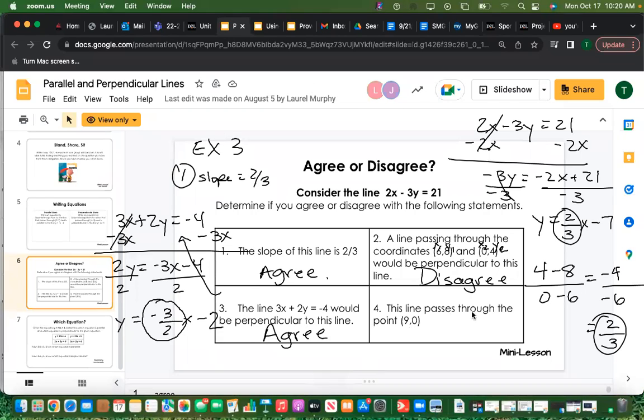The way you figure this out is you take your original equation and you substitute in 9 and 0 into this equation. So that's going to give you 0 equals 2/3 times 9 minus 7. Okay, and when you simplify this, this would give you 6 minus 7, which is negative 1. Is negative 1 equal to 0? No. Since it's not, then we're going to disagree, and that means that this point 9, 0 does not lie on this line.